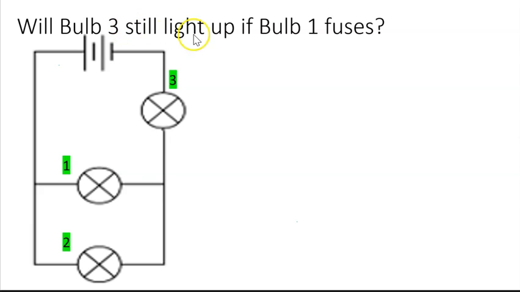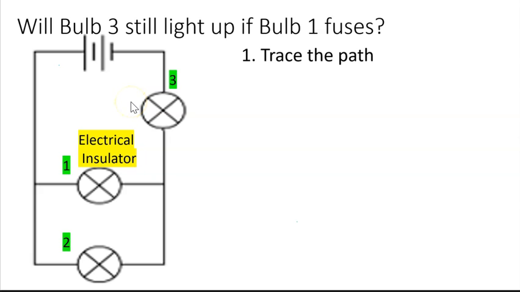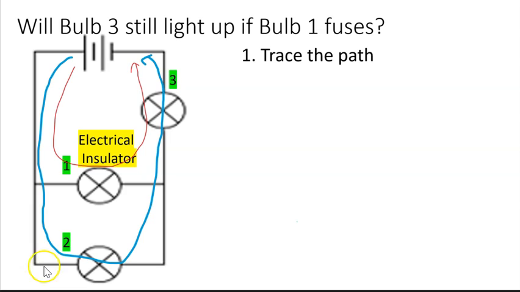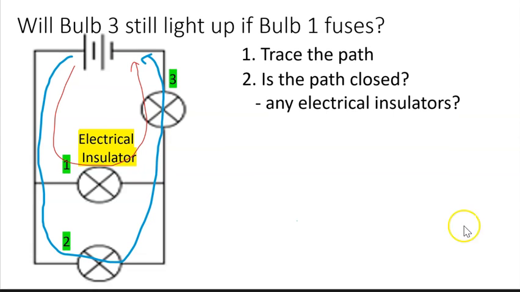Will bulb 3 still light up if bulb 1 fuses? Since we know that bulb 1 fuses, bulb 1 has now become an electrical insulator. Now, we have to trace the path from the battery to bulb 3 and back to the battery again. You will realize there are 2 paths as shown. So long as one of these paths is closed, bulb 3 will still light up.